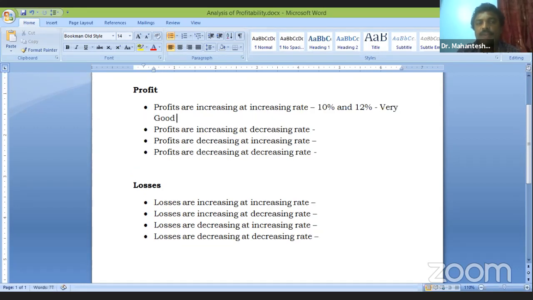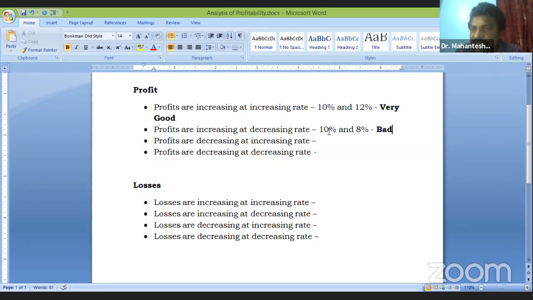This is a very good sign for the company. Yes. Similarly, now profits are increasing at a decreasing rate. Last year profits increased by 10%. This year, compared to last year, the profits have increased, but at 8%. Increased, but increased at a decreasing rate.